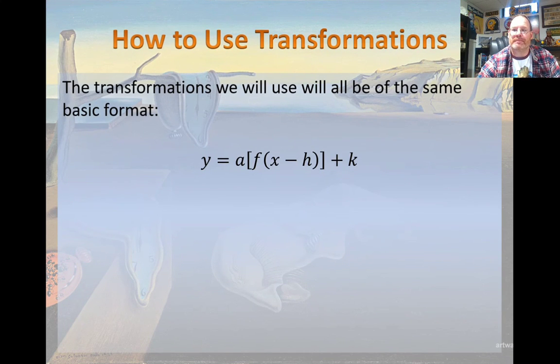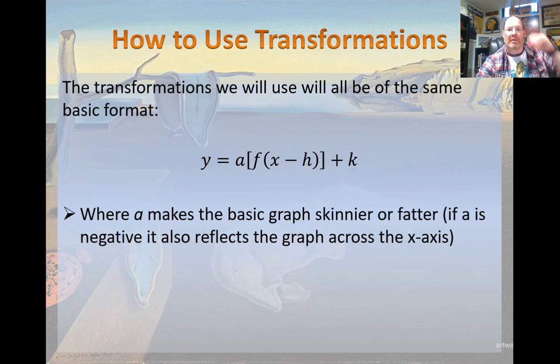All right, so that is how we deal with rigid transformations. In our next video, we're going to talk about non-rigid transformations when there's an a value.